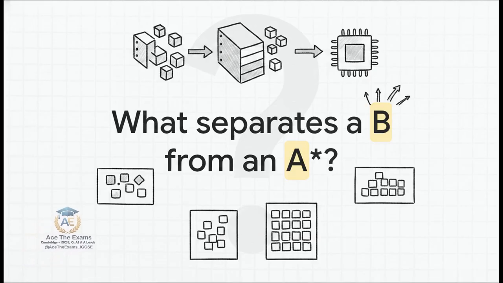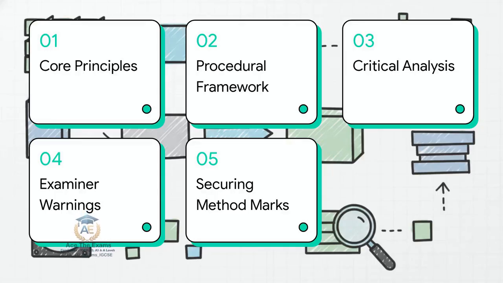It's not just about what the software is, it's about proving to the examiner that you know exactly how to structure your argument. So, to get you playing like a true jazz musician of computer science, we are mapping out the precise academic benchmarks required to absolutely ace this topic. We're going to systematically cover 5 key areas. First, the core principles. Second, the procedural framework. Third, mastering critical analysis. Fourth, the top examiner warnings that you desperately need to avoid. And finally, securing method marks. Grab your notes, because this is your blueprint for exam success.